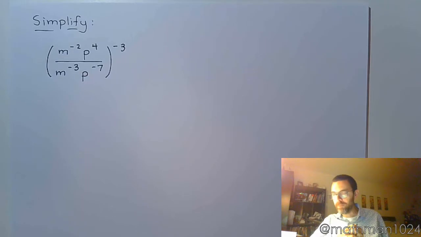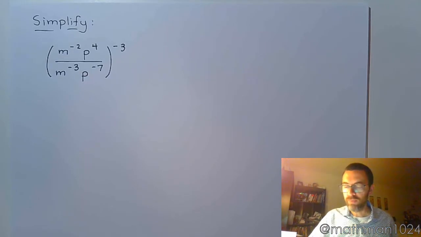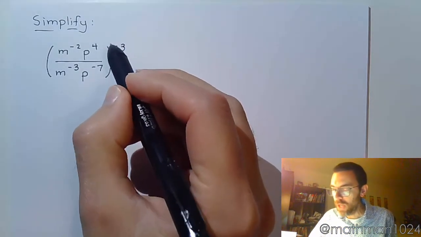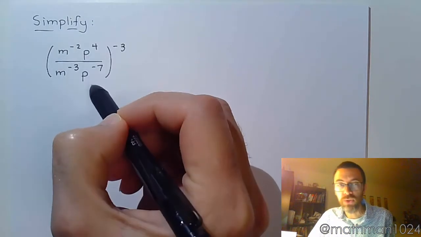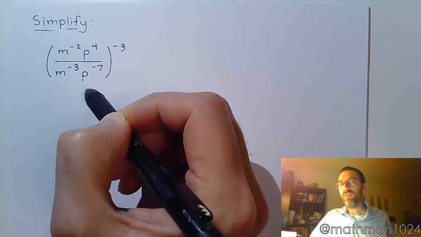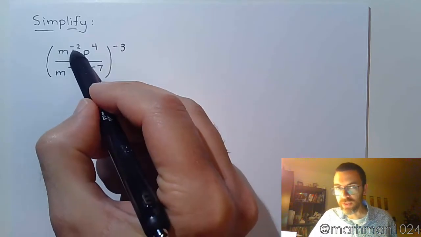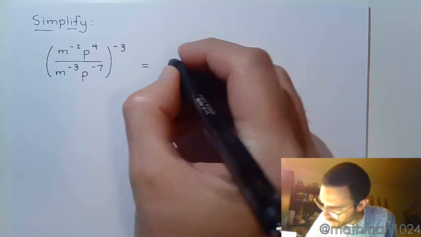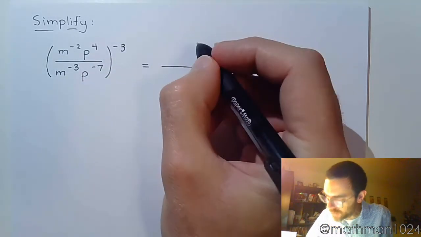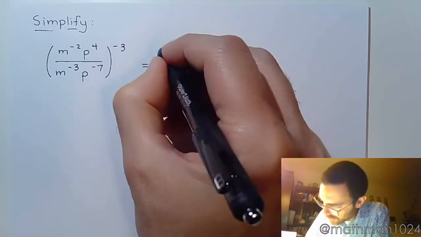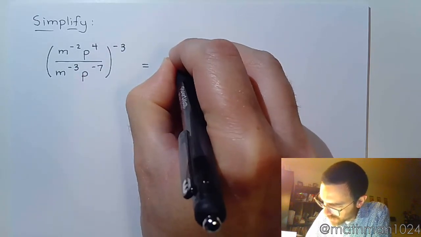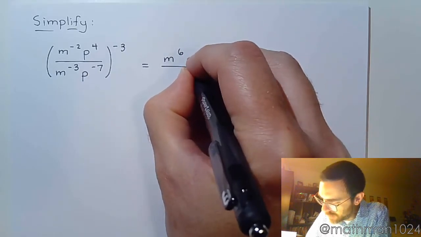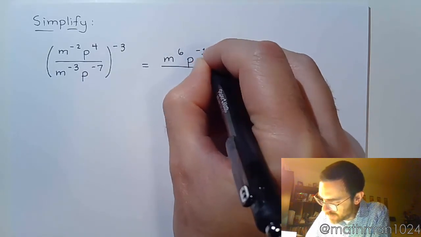All right, so let's do this 2 different ways. First, let's do this where we take this power and we apply to each of the factors that are on the inside here. So when I do that, that means I'm going to be multiplying the powers inside times the power on the outside. So when I do that, I'm going to have, let's see, negative 2 times negative 3, so that's m to the positive 6th. 4 times negative 3 is going to make that p to the negative 12th.